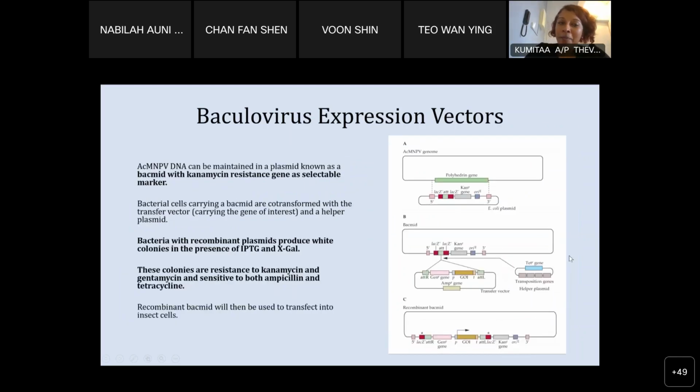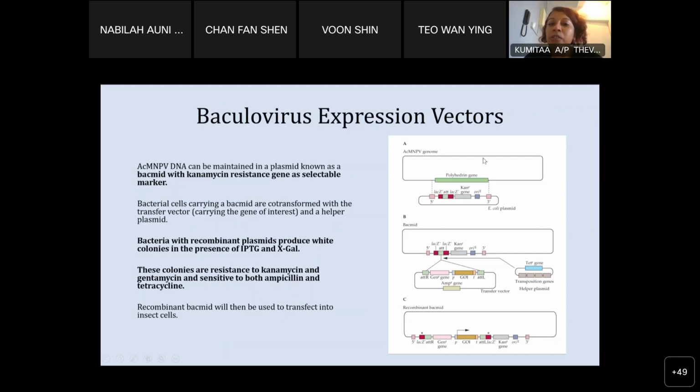The ACMNPV DNA can be maintained in the plasmid with a kanamycin resistance gene as a selectable marker. We do see this over and over again. They carry bacmid, which is co-transformed with a transfer vector and a helper plasmid. I know that's a lot, but I'll explain what that means in a bit. Finally, your bacteria with recombinant plasmids can produce white colonies in the presence of IPTG and X-gal. Because it carries a kanamycin resistance gene, the colonies are resistant to kanamycin. Then your final recombinant bacmid can be used to transfect into insect cells.